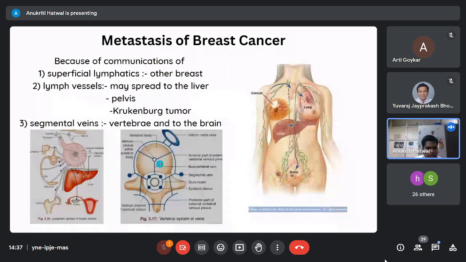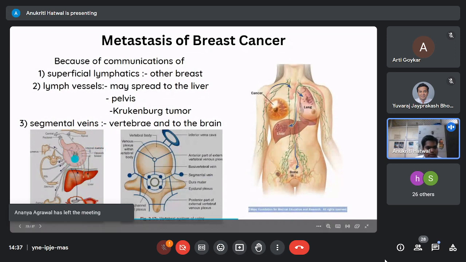In this diagram, we can clearly see that through the parasternal lymph nodes, it may spread to the opposite breast, to the liver and to the ovary. It can also spread to bones like the humerus, rib, sternum, and femur.